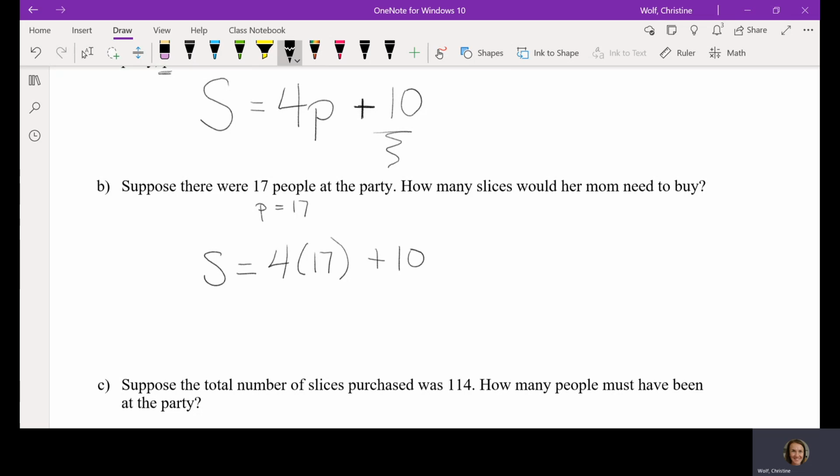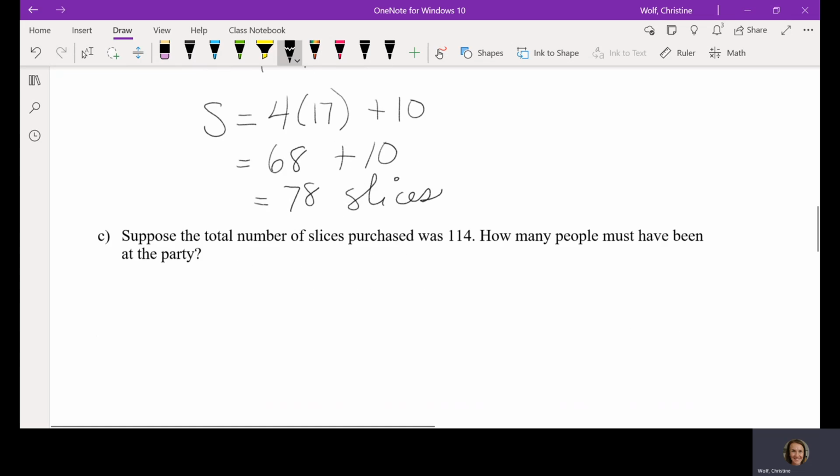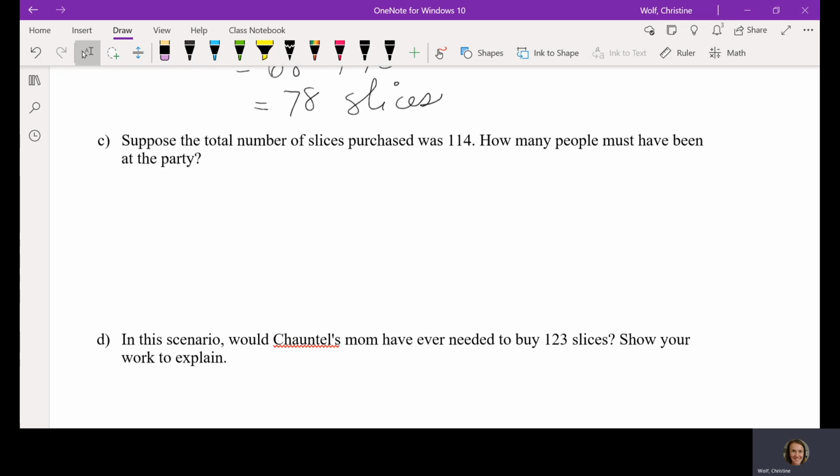So 4 times 17 equals 68. But then she has those 10 for backup. So in total, she's going to order 78 slices if there were 17 people at the party. Suppose the total number of slices purchased was 114. So now we know how many slices were purchased, so 114. How many people does that mean were there?